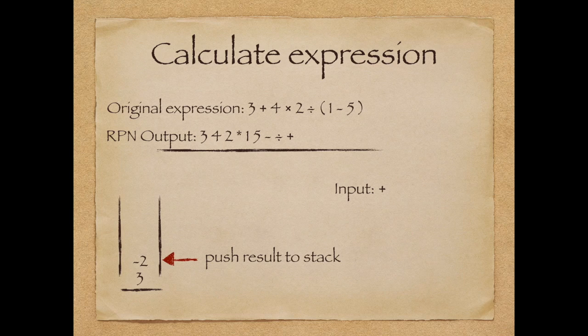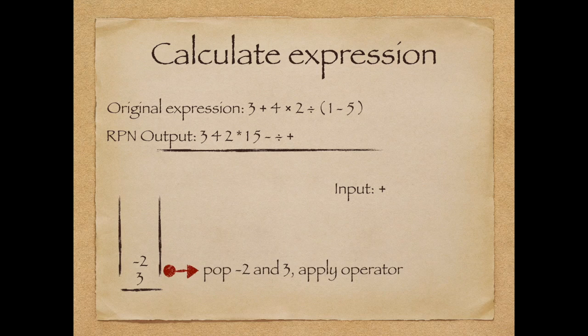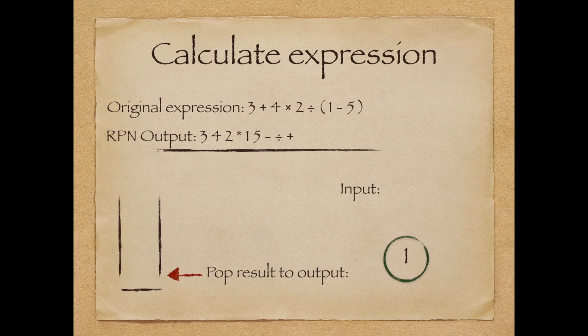Again, on the input, we have an operator. So pop the first two elements, -2 and 3, and apply the operator. And push the result back to the stack. Because the input string now is empty, we have the result on the stack. We pop the result to output. And this is the one.